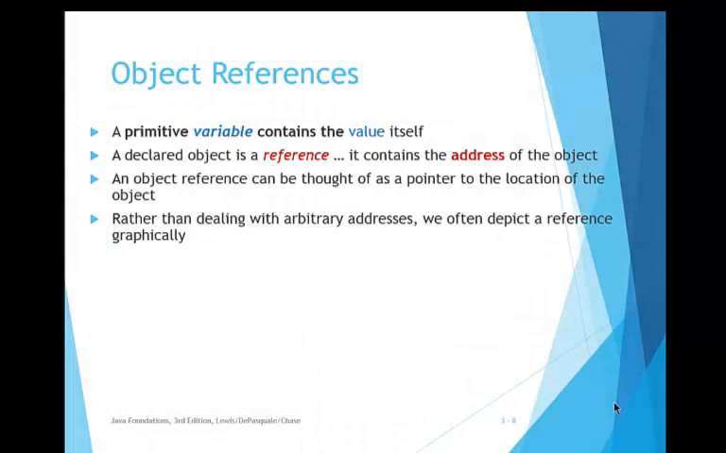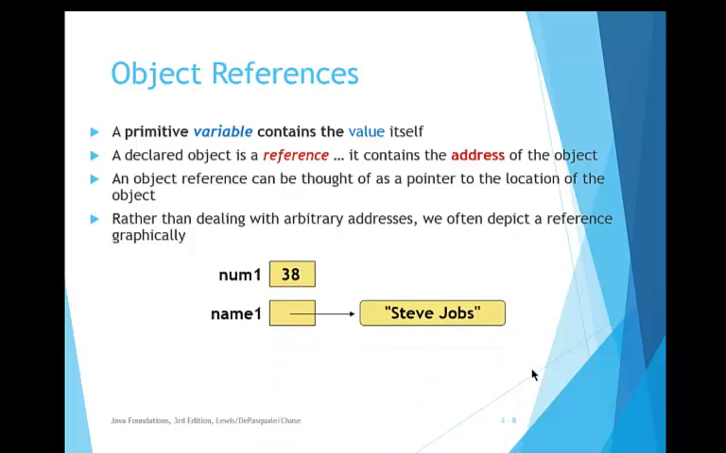A little review. A primitive variable contains the value itself. Objects, when declared, are references; the object reference will hold the address of the actual object. Many people who grew up on C++ would refer to this as a pointer. The difference only being that Java takes care of managing the pointers behind the scenes, so you don't have to. But here's a good picture that shows the difference between these two when stored in memory.